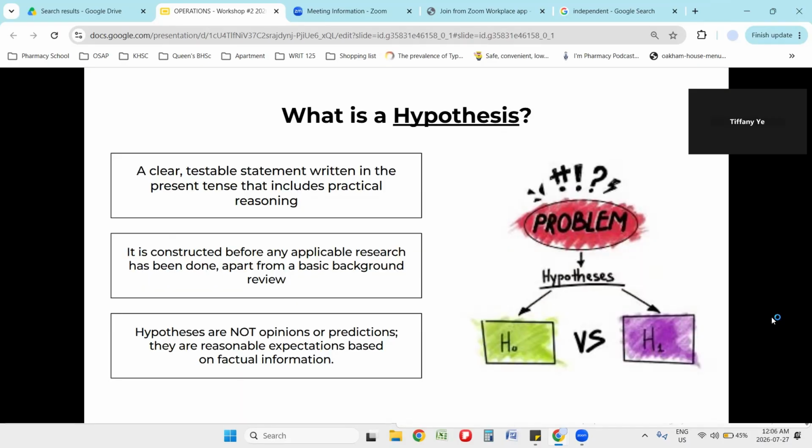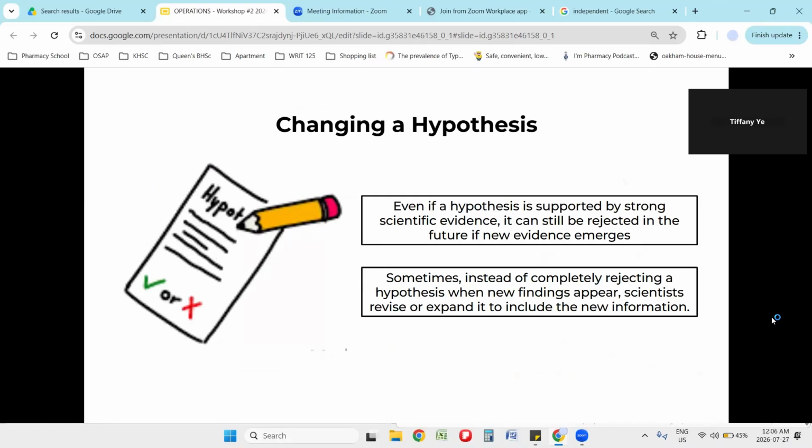So you might be wondering what exactly is a hypothesis, and that's a clear, testable statement written in the present tense that includes practical reasoning, and it's constructed before any applicable research has been done, apart from a basic background review that you might have conducted just so you got a good idea of what exactly you want to research. And a hypothesis is not an opinion or prediction, it's just a reasonable expectation based on current scientific evidence.